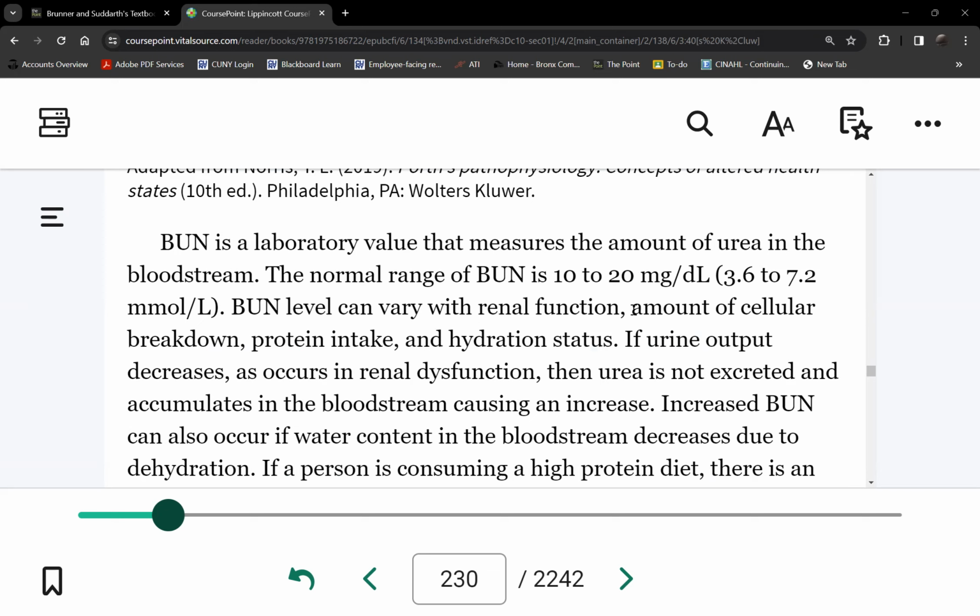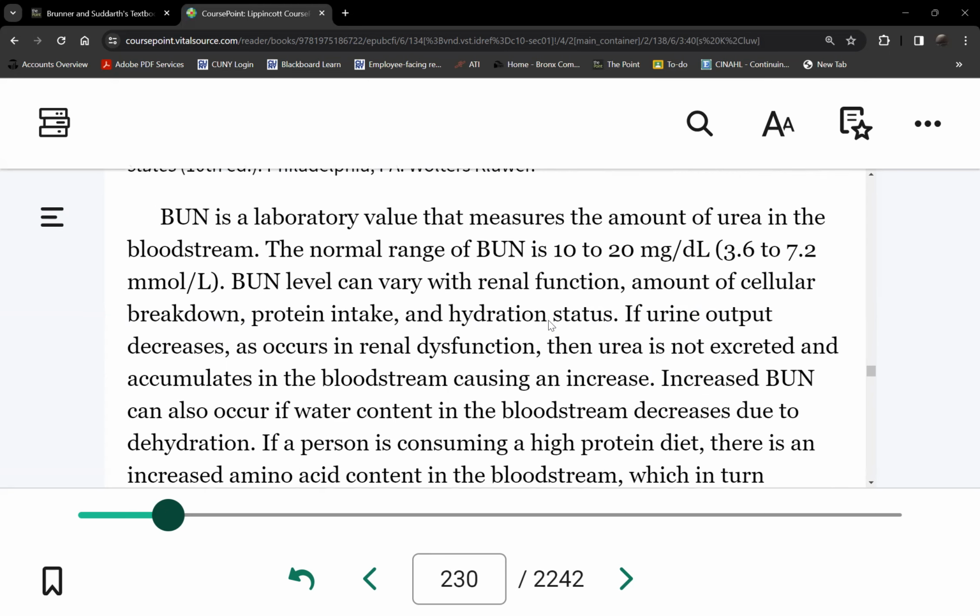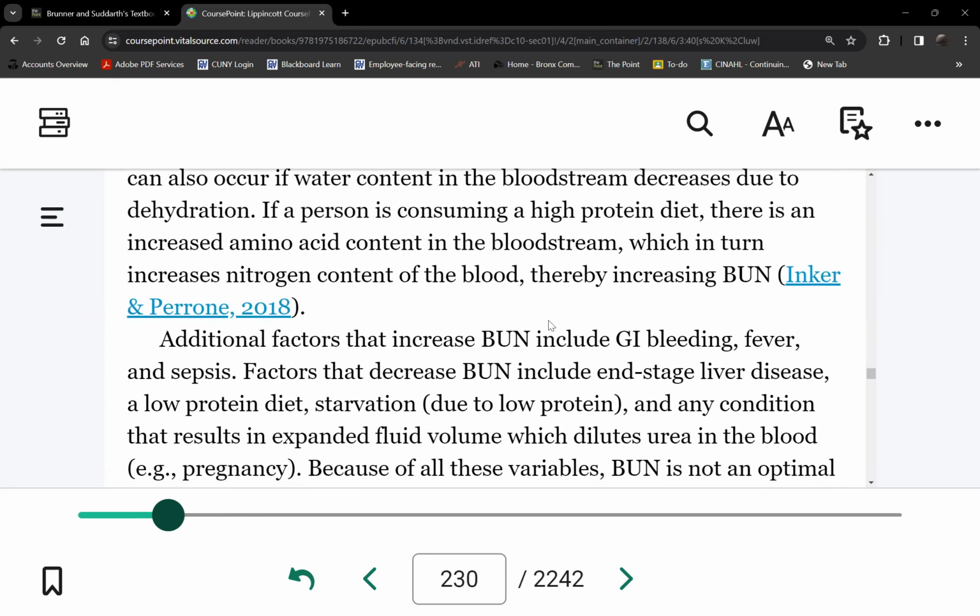Let's say you're an athlete like me, I work out a lot. So what will my BUN levels be? I will have higher than normal BUN levels because I work out a lot. I should really cut down on that. Okay? Creatinine. So what is creatinine?